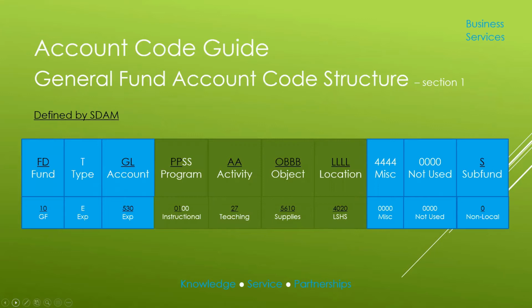Now I've got the full account code string here, and we're going to go through each segment. If it's underlined, that means that it's defined by the OSPI School District Accounting Manual, and we can't change these pieces that are underlined. So basically, those are prescribed. Now, we're going to use the green section the most often, and the blue section is only needed if we're doing a code search in the chart of accounts.